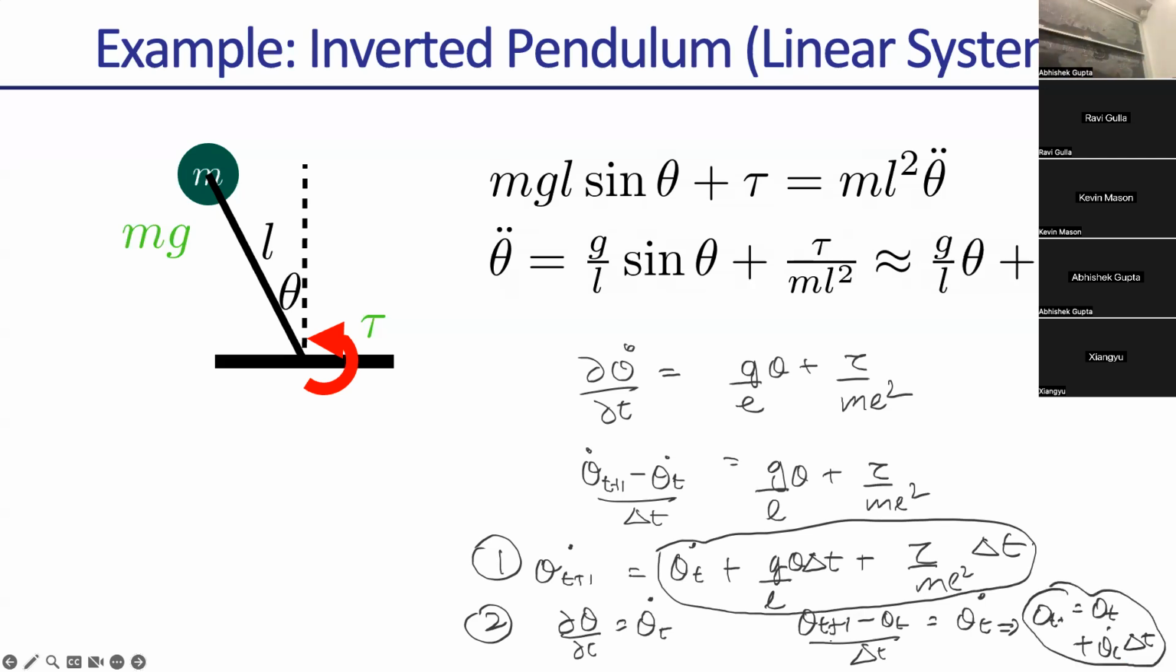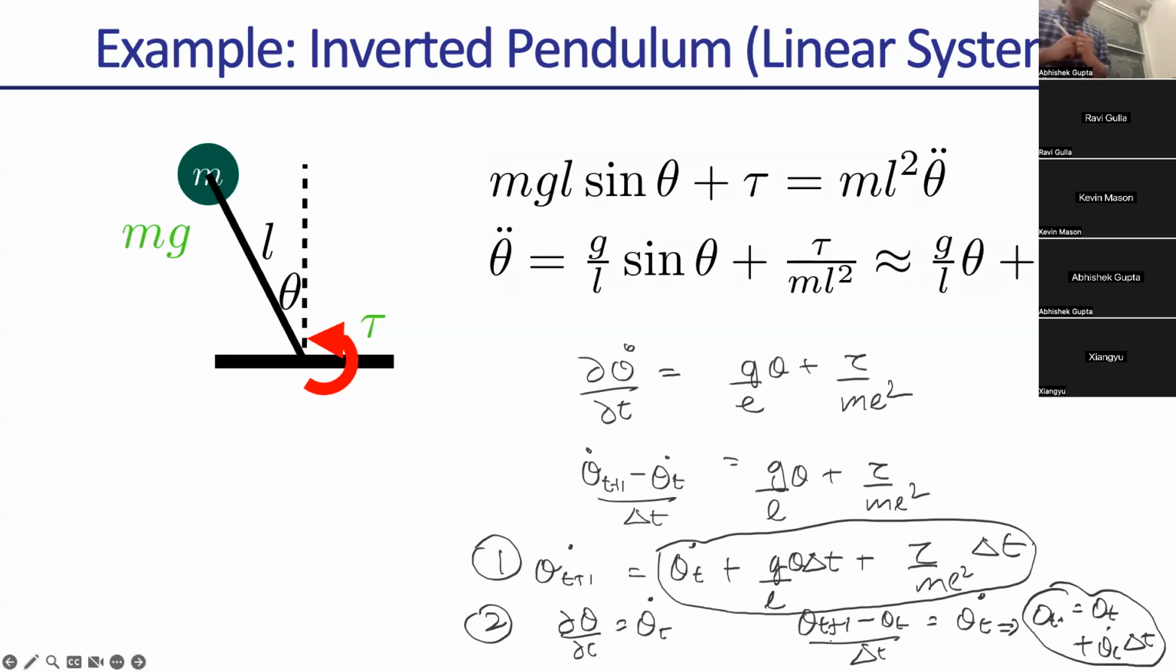You defined all of this in continuous time, in derivatives, and now you just want to see how your system evolves numerically. And so you can just use the definition of the derivative to say that the rotational velocity at t plus 1 is equal to the rotational velocity at t plus g theta over L delta t plus tau over ml squared delta t, right? And similarly, you can say your position at t plus 1 is equal to the position at t plus the velocity times delta t. Those are your two equations.